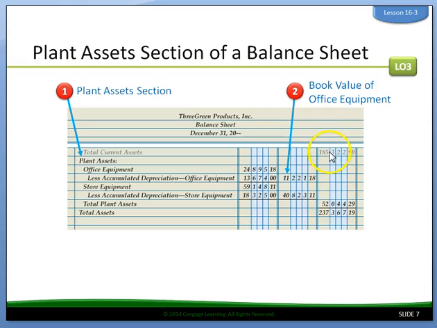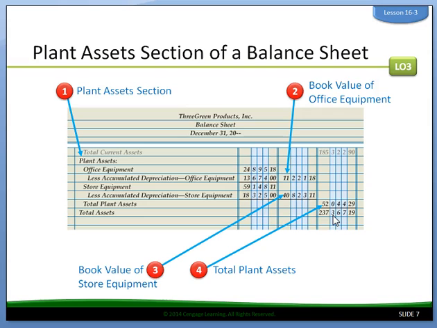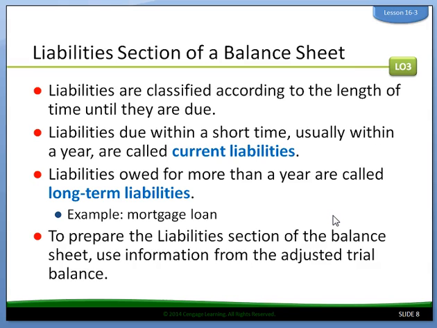Then we'll add our total current assets with our total plant assets and have the total assets all together. There we go. All right, liabilities section of a balance sheet.